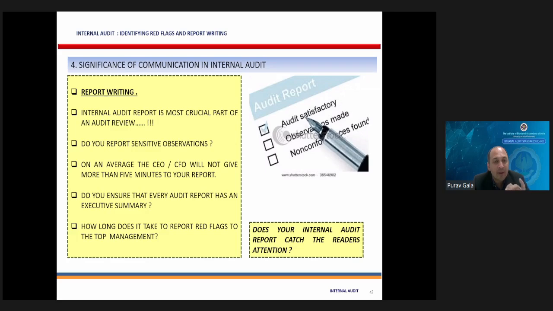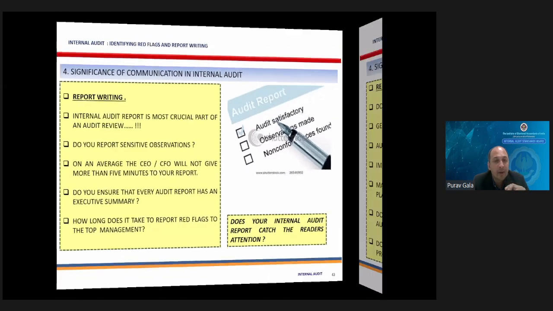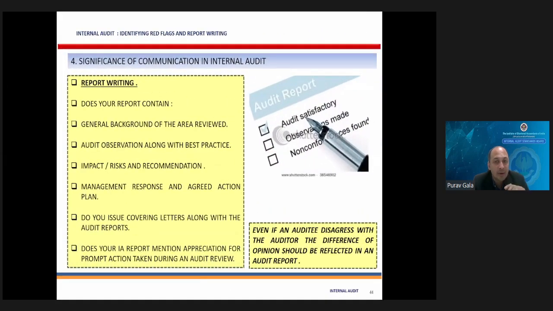Your audit report should have an executive summary. Does your report catch the reader's attention in the right spirit, so that they are compelled to take action? Some important points: general background of the area reviewed. The report should contain the general background, audit observation, impact, risks and recommendations, management response, and agreed action plan. A covering letter should preferably be issued with the audit report. Do you also mention appreciation for auditees who have actually supported you?